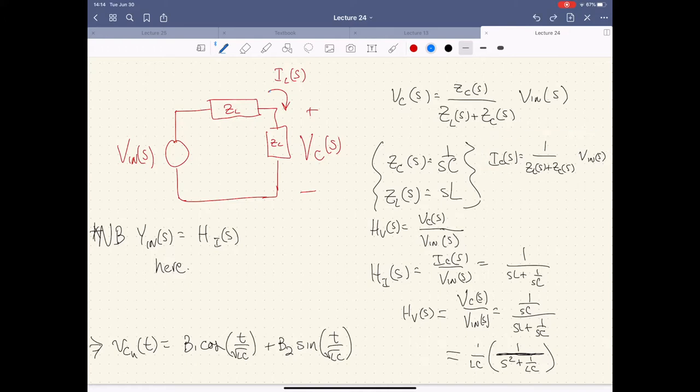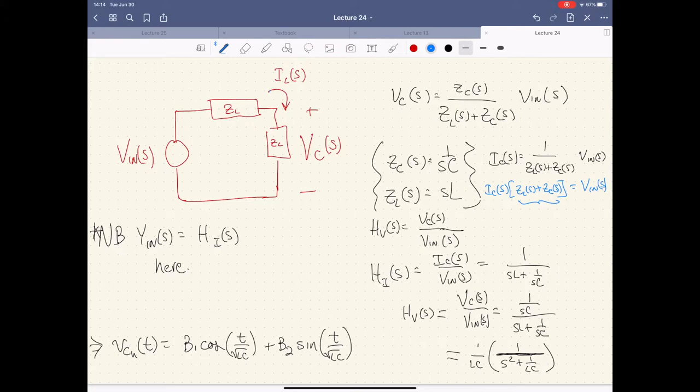If you're confused as to where that comes from, what we actually are getting this from is I_C(s) times Z_L(s) plus Z_C(s). Effectively, this is the total resistance or impedance of the system, and this would be equal to V_N(s). So V equals IR, effectively. In this case, IZ for our duality equation.